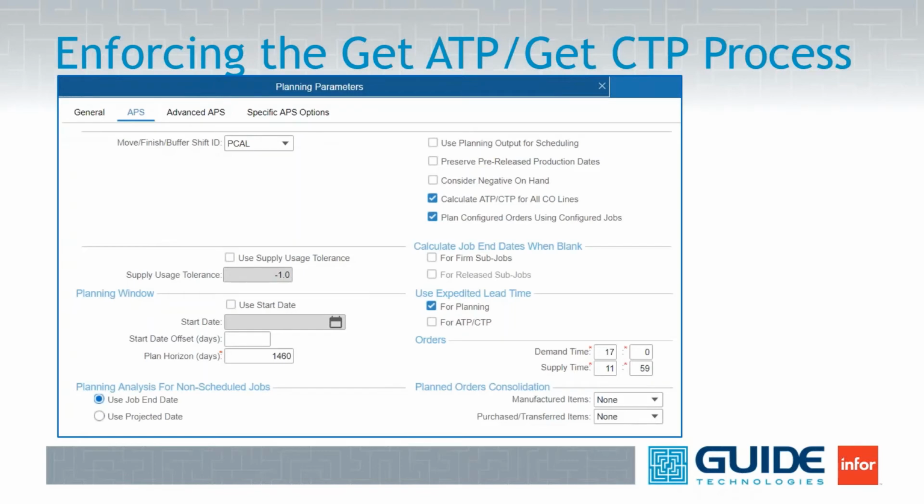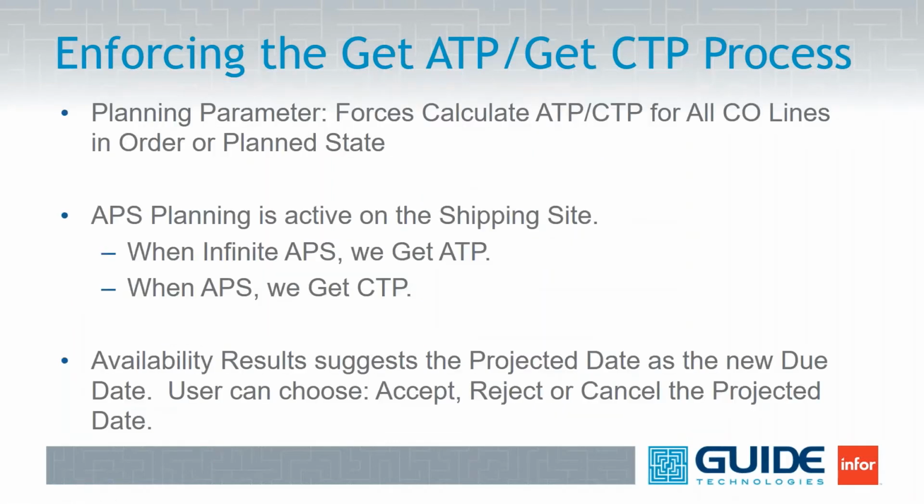All right, so on the planning parameters, we have essentially the same thing that we've always had, but we now have the little check mark that will force calculation for ATP and CTP for all CO lines. We've got it right here. And we've also got a check mark that says plan configured orders using configured jobs, all right? That gives us a much more accurate and specific picture of our planning. So that forces the calculator the ATP and CTP for all CO lines.